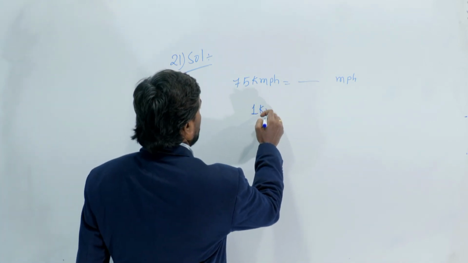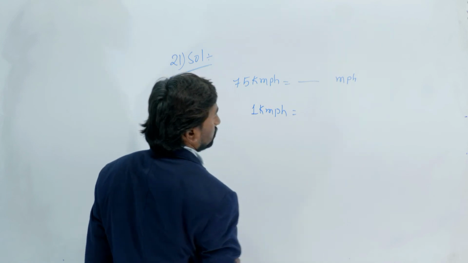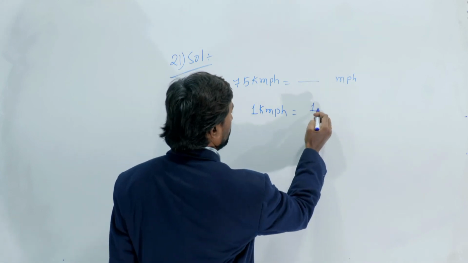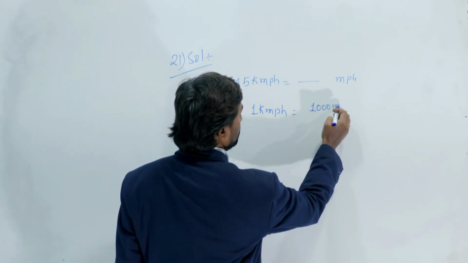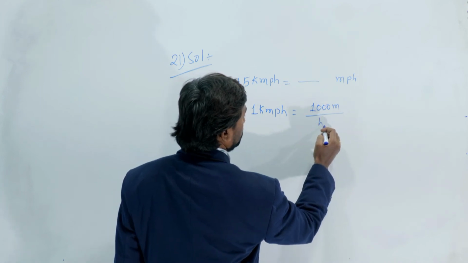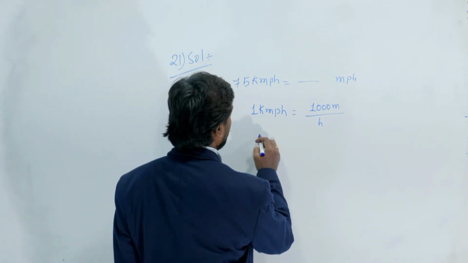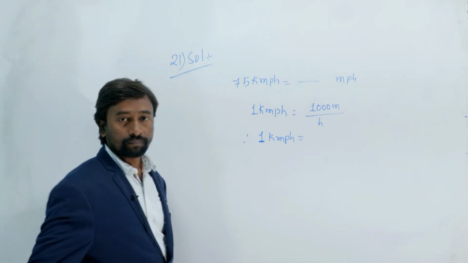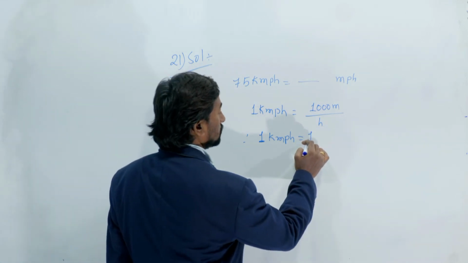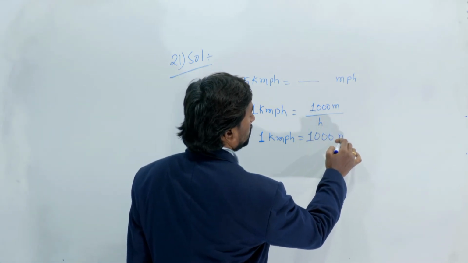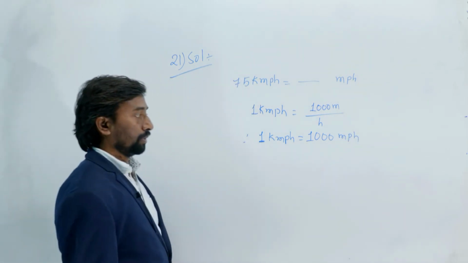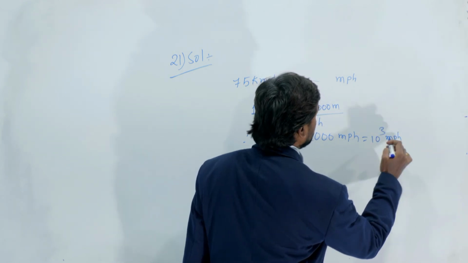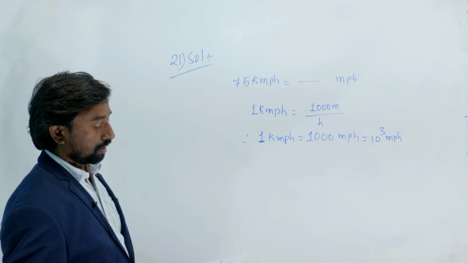First of all, we will see 1 kilometer per hour is equal to how many meter per hour? 1 kilometer is 1000 meters, and per hour they are asking hour only. So 1 kilometer per hour is equal to 1000 meter per hour, or it can also be written as 10 to the power of 3 meter per hour.